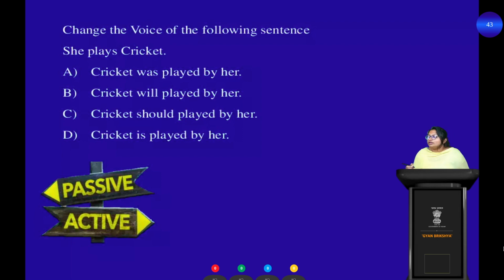Read all the options carefully, and then tell me which option you think is the appropriate passive voice for the given active voice sentence: she plays cricket. Go ahead and tell me. Very good. I can see correct responses coming up.